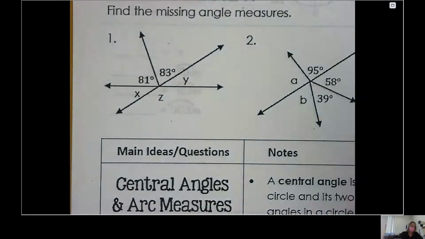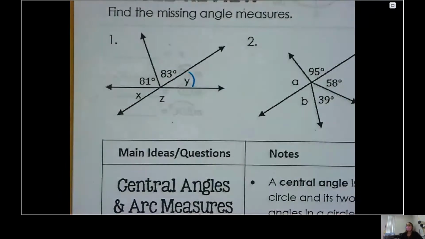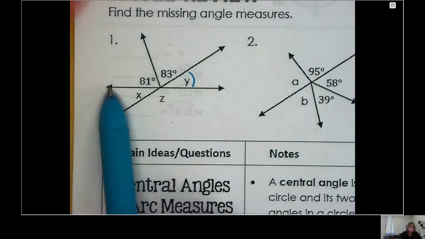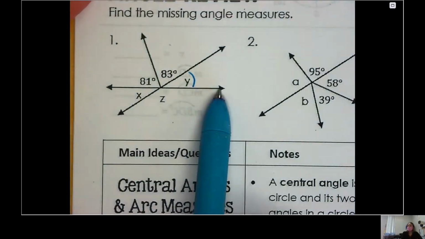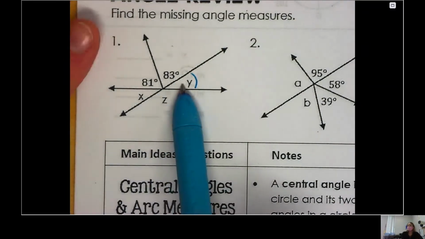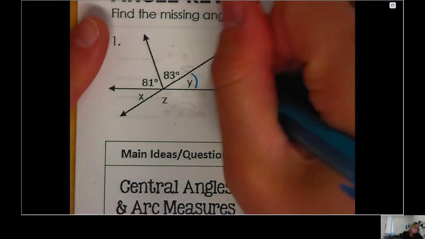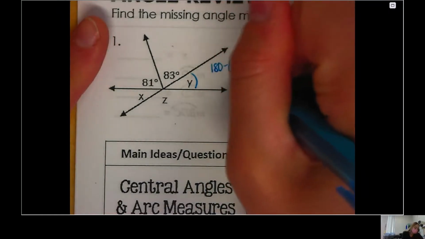What do you know that angle Y has to be? How did you get 16? Beautiful. This right here is a straight line, and a straight line makes 180 degrees, so it's a linear pair. So these 3 angles have to add up to be 180 degrees. So Lexi's saying she just added these 2 numbers together and then subtracted them from 180. So she did 180 minus 81 plus 83.